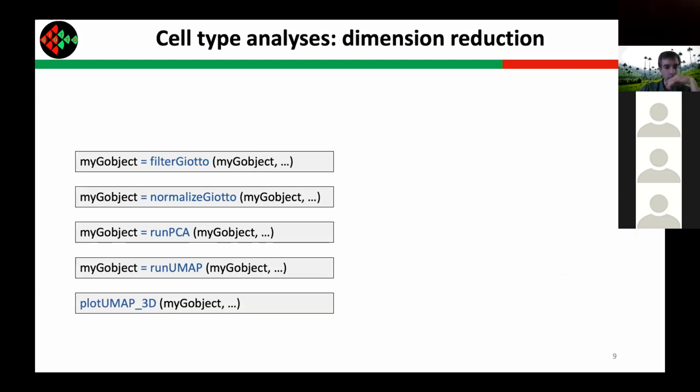So the next major step is to do the dimension reduction in the gene expression space. There are a few key actions taken here. The first is to use the filter Giotto function to filter the unreliable genes or cells from the input matrix, and then normalize the gene expression matrix. Afterwards, the key step is to use the run PCA function to reduce the dimension of the gene expression of the cells. And afterwards, we further reduce the dimension using the UMAP function to two or three dimensions for the convenience of visualization in the following steps.